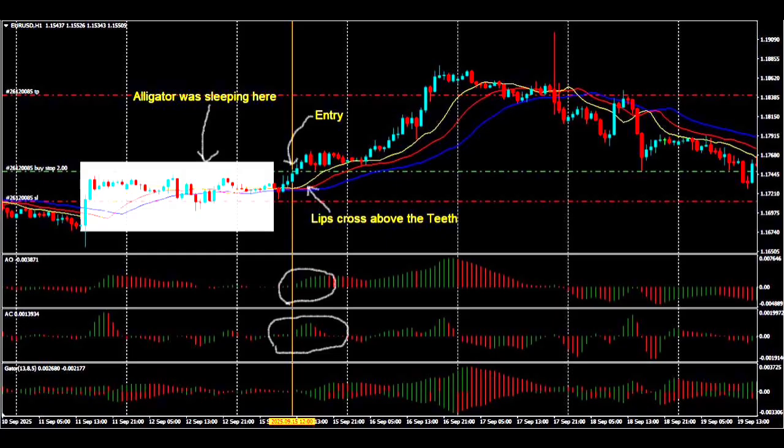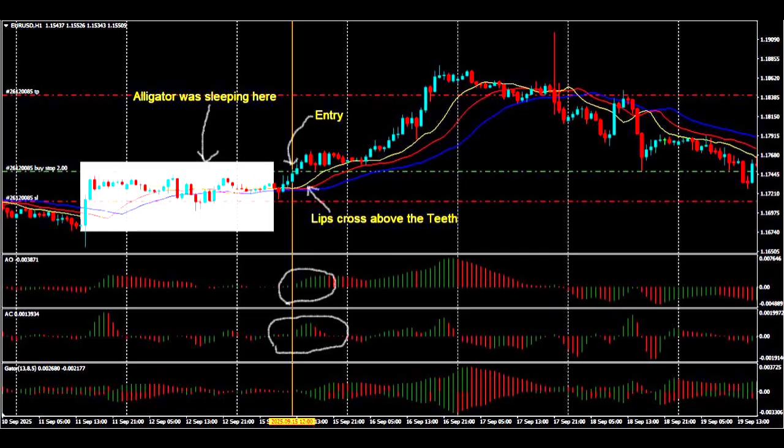Let's look at a perfect example on the chart. Point A, the setup, alligator lines. See, the alligator was sleeping here, lines all tangled. We do nothing. Point B, the wake up. The lips cross above the teeth. The Gator Oscillator's red bars start turning green. The alligator is waking up. The gator confirms this by showing green bars. We go on alert.